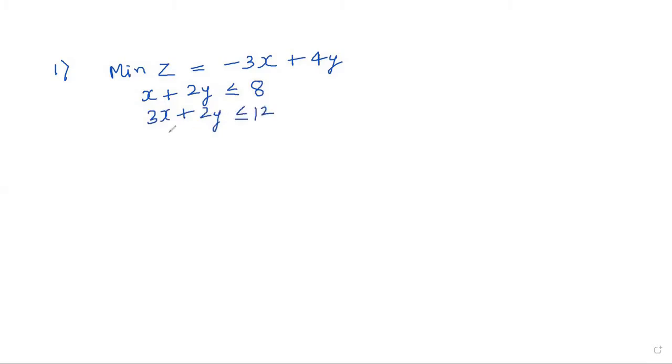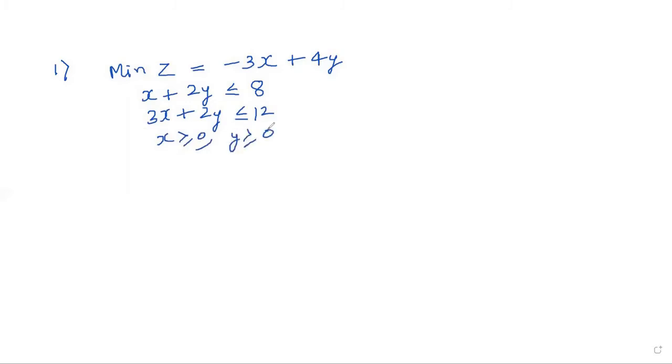Let me first make it clear what we have to do here. This problem is that we have to minimize this function. The function is given as minus 3x plus 4y. This is the objective function, and we have to solve this subject to the given constraints. The first constraint is x plus 2y less than or equal to 8. Then we have 3x plus 2y less than or equal to 12, and the non-negative restrictions: x greater than or equal to 0, y greater than or equal to 0.